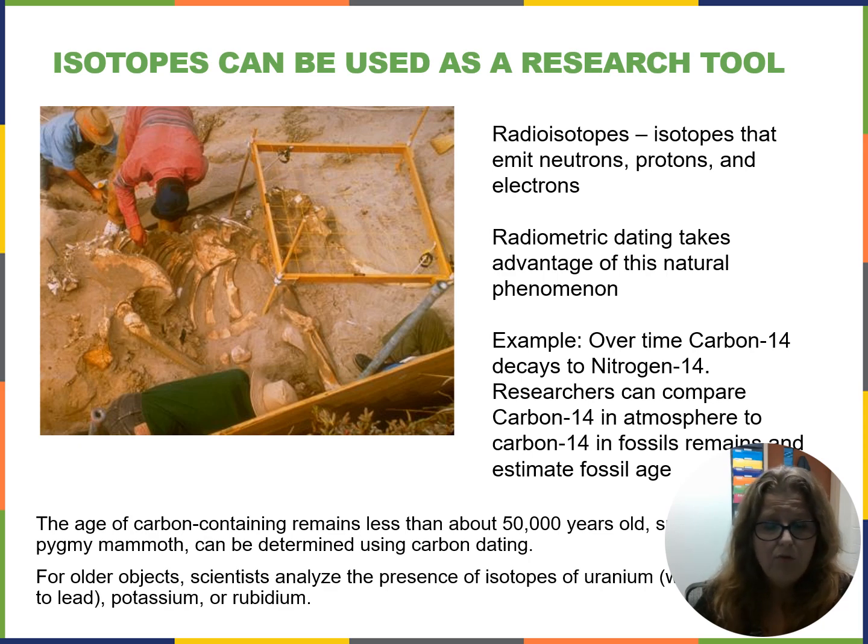Isotopes can be used for figuring out the age of certain things. You've probably heard about carbon dating. As they change, these radioisotopes are going to emit neutrons, protons, electrons. So over time, carbon-14 actually decays to nitrogen-14. So we can compare how much carbon-14 is in the atmosphere and in the fossils, and estimate the age.